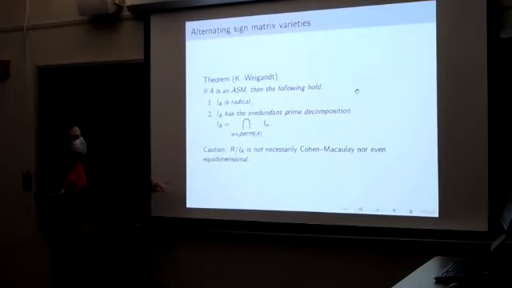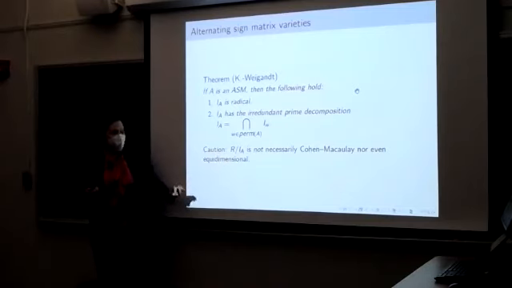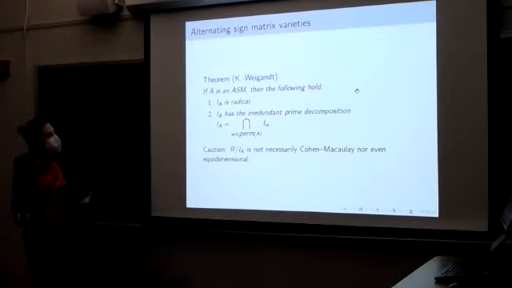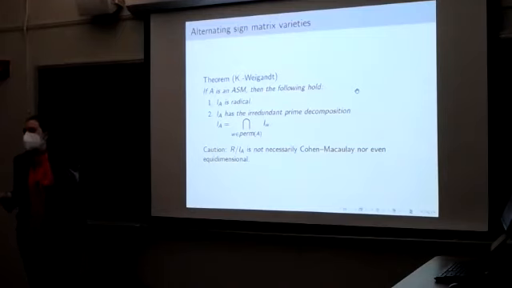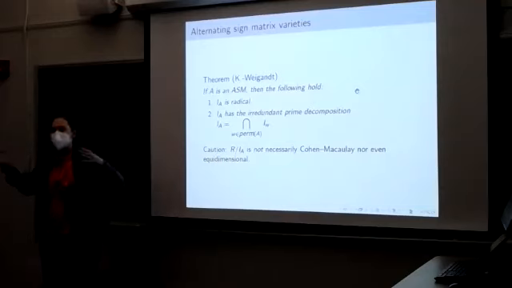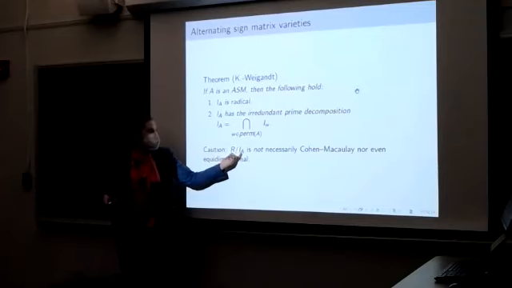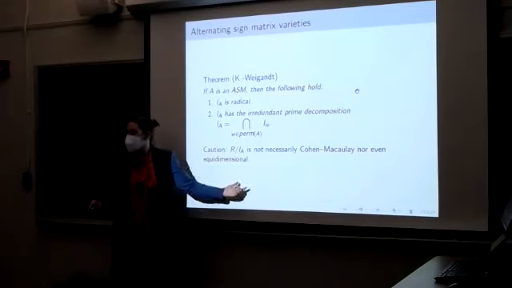But alternating sign matrix varieties are not necessarily Cohen-Macaulay. They're not necessarily even equidimensional. So actually everything that you can describe as northwest rank conditions in a generic matrix, these are all alternating sign matrix varieties. So they're sort of the mother of northwest rank conditions. But as we get more general, we lose good properties. So things that we want to understand are, when are these Cohen-Macaulay? When are they at least equidimensional?